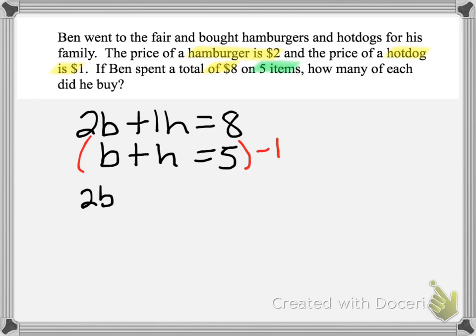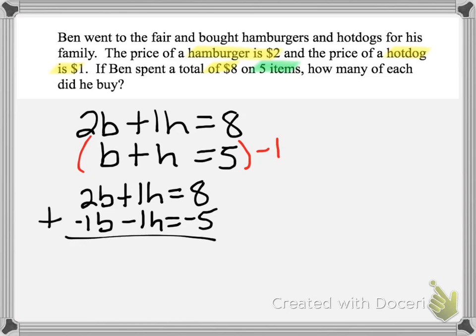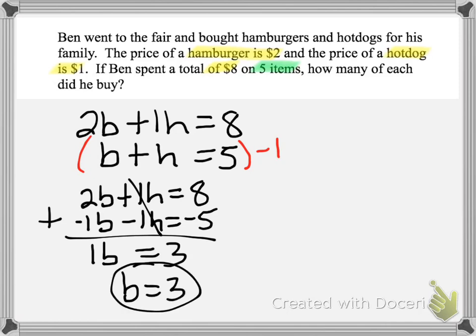So I get 2b plus 1h equals 8, and then I get -1b minus 1h equals -5. Well, now I have my opposites. I can go ahead and add down. So 2 and 1 gives me 1b. Those cancel. 8 minus 5 gives me 3. So basically that means that my hamburgers are $3.